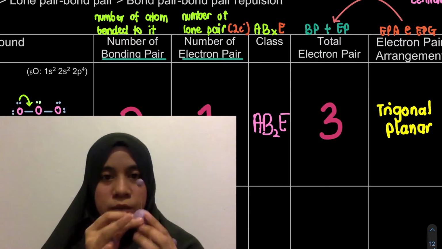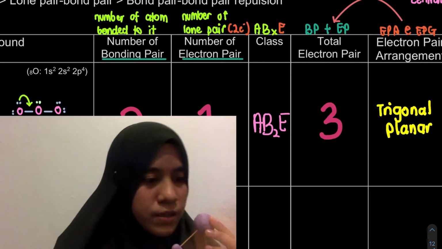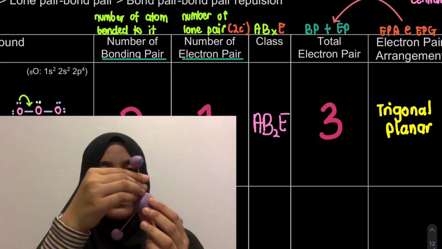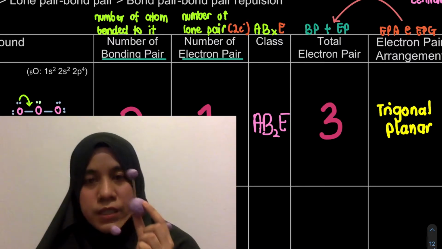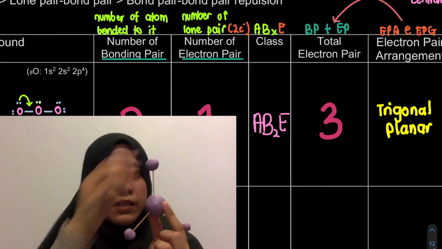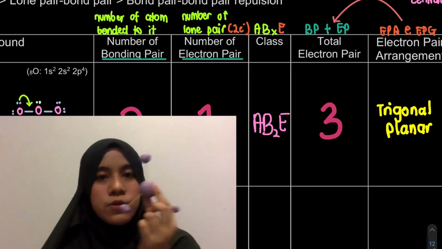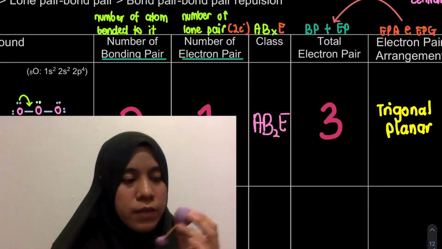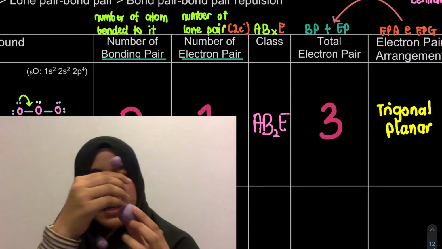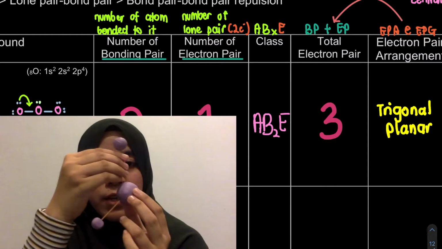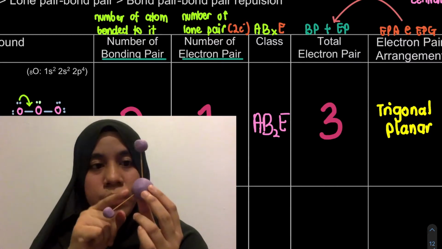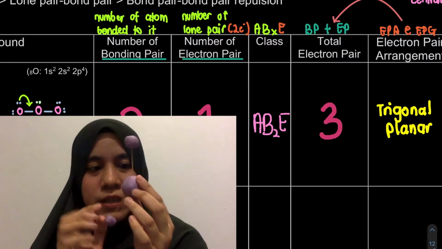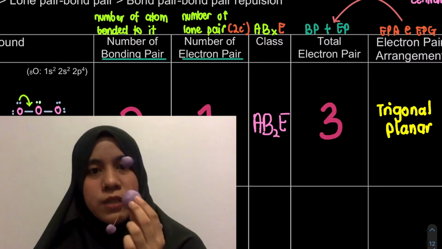So sekarang ni Miss nak tukar satu ni dengan satu lone pair. Yang lone pair ni Miss guna yang besar sikit sebab kita kata dia sebenarnya ambil space yang besar. Previously we only have bonding pair repulsion kan. Sekarang ni bila ada lone pair bonding pair repulsion, the repulsion is greater. So dia akan tolak lagi macam ni. So this is actually the shape.